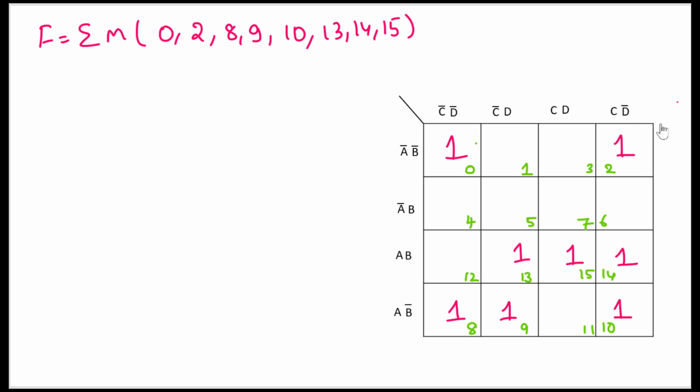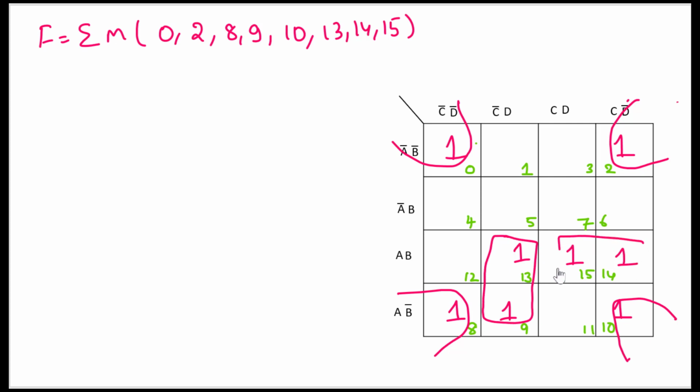Quad is possible if you take the corners. So quad is possible. Now we are left with only pair formation, not more than that. So you can make this as one pair and this as another pair. So all the ones are covered and rest all are zeros, since whatever you have taken is a min term expression.